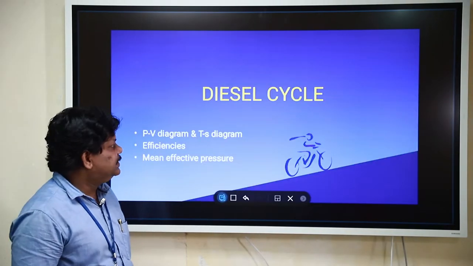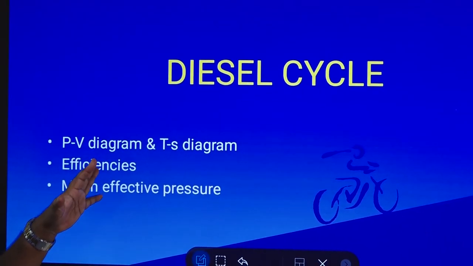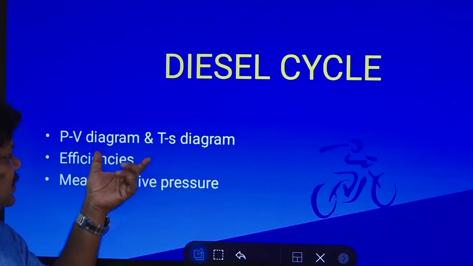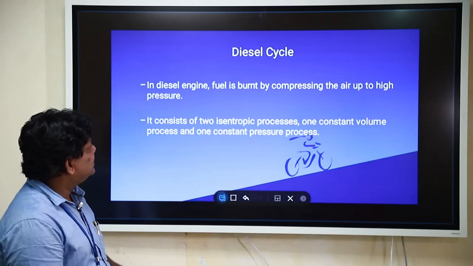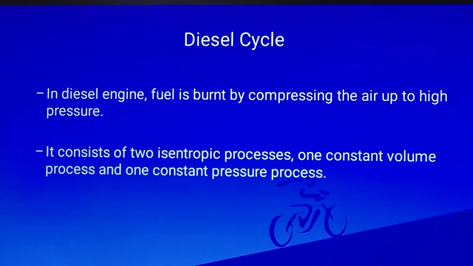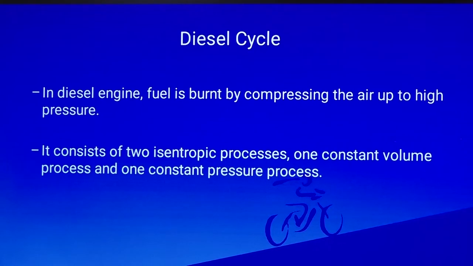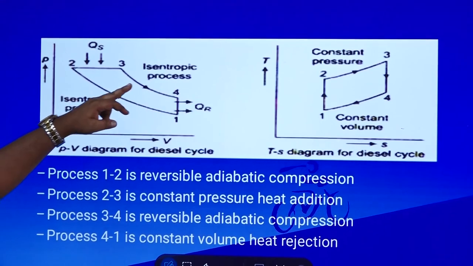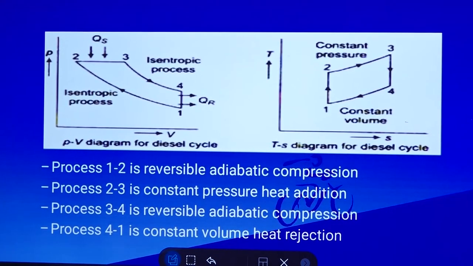Next we can see the diesel cycle. In the diesel cycle, you will get the same as that of the Otto cycle. You will get problems related to PVTS diagrams and then efficiency and mean effective pressure. In the diesel cycle, the fuel is burnt by compressing air up to high pressure. It consists of two isentropic, one constant volume and one constant pressure process. This is the diagram which represents the diesel cycle, for PV and TS diagram.